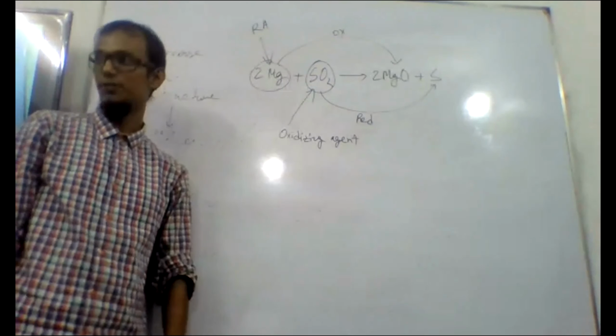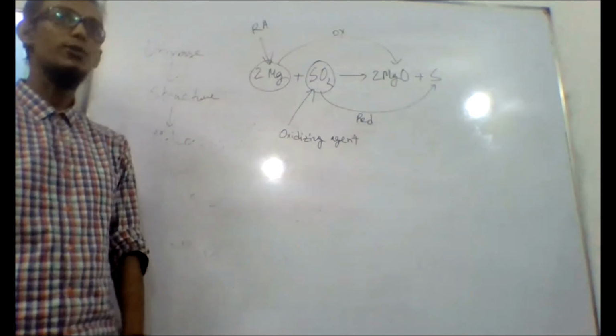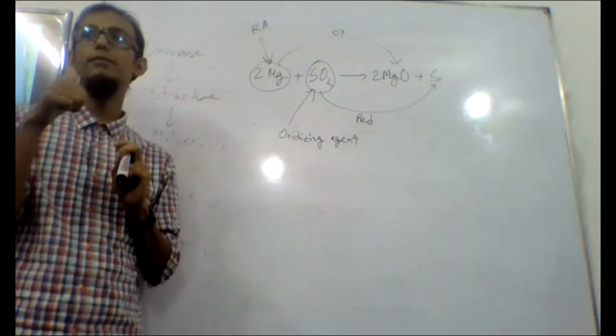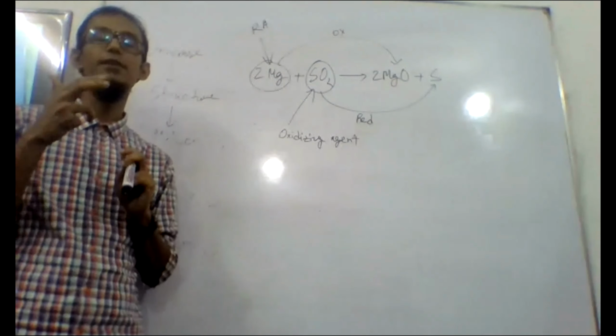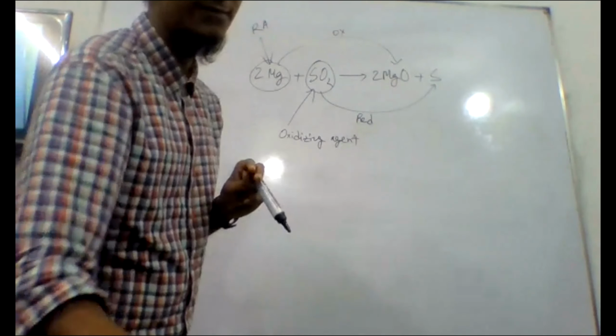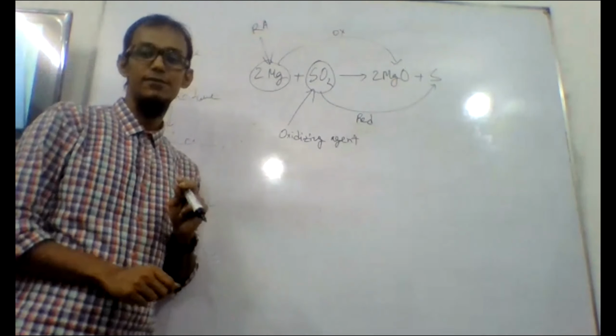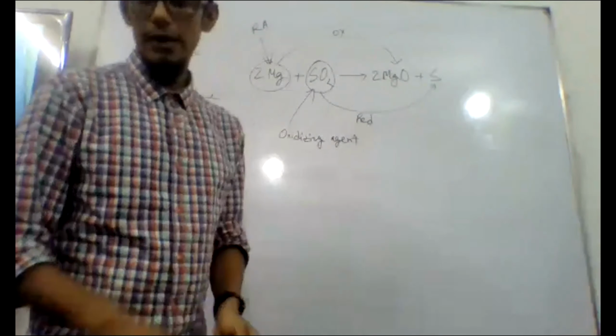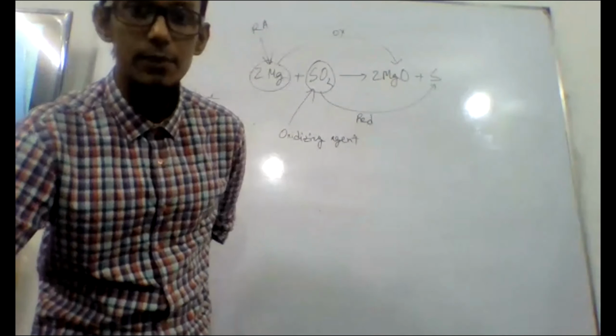Clear? This is the chapter: oxidation, reduction, oxidizing agent, reducing agent. Clear? Yes, sir. Okay, fine. So these are the four things we have discussed. Now let's go back.